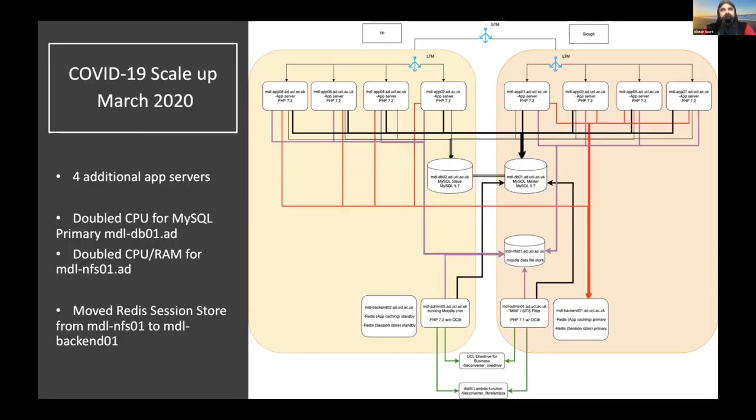So then we started preparing for September, and the focus there wasn't just a 2x but a 6x. As I said, we were doing 2,000, and we were then aiming for 18,000 concurrent users to handle for September.